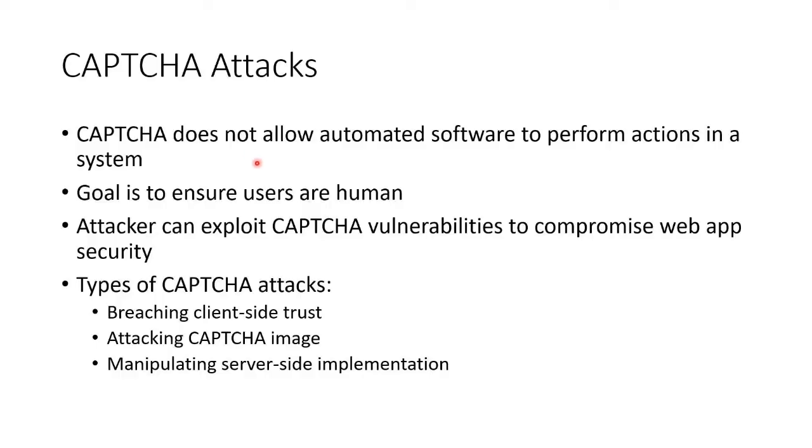So CAPTCHAs are supposed to not allow automated software to perform actions on a system. The goal is to ensure that it's actually human. But there are CAPTCHA vulnerabilities to compromise web apps. Types of CAPTCHA attacks include breaching the client-side trust, attacking the CAPTCHA image, and manipulating how the server implements it.